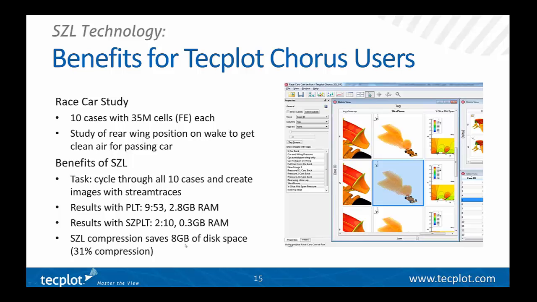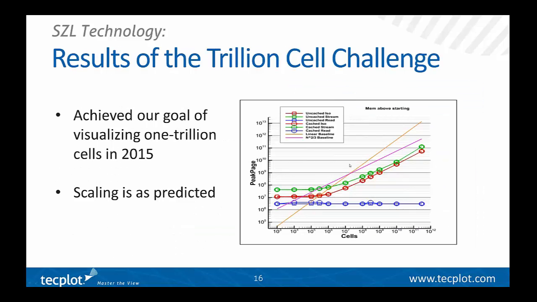The additional thing that we haven't talked about yet, and I'll show this to you in a minute, is that Sizzle will compress the file, and it saves 8 gigabytes of disk space, which is about a 31% compression in this particular case. Right. So it's not only making it faster and using less memory, but it's actually using less disk space. And one other example of this, remember we talked about the NASA 2030 vision and how they were going out to 1 trillion cells.